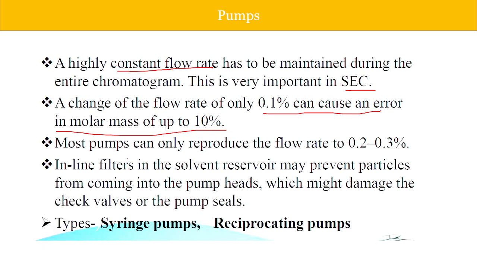Most pumps can only reproduce the flow rate to within 2 to 3%, and inline filters in the solvent reservoirs may prevent particles from coming into the pump heads, which might damage the check valves or the pump seals. And what we use is the syringe pumps or the reciprocating pumps.